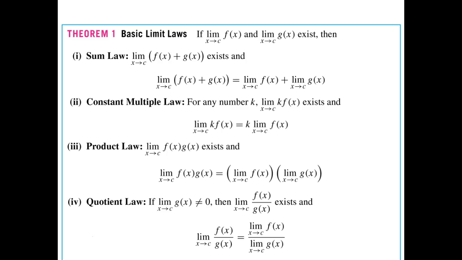Constant multiple law: for any number k, no matter how huge k is, as long as it's a number, 4,585,963, that's fine. Then the limit of k times this function, which has a limit as x approaches c, also exists, even though you're multiplying by an enormous number. And you can pull the constant outside: the limit of a constant times a function is the constant times the limit of the function.